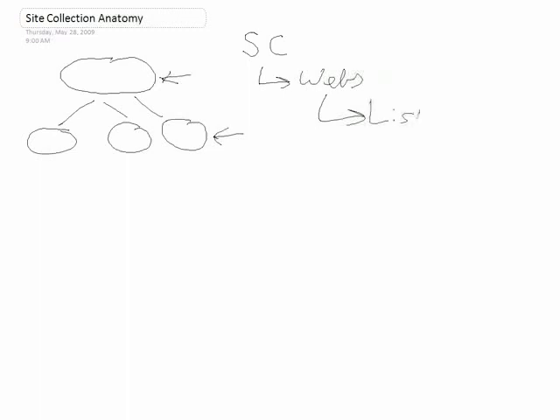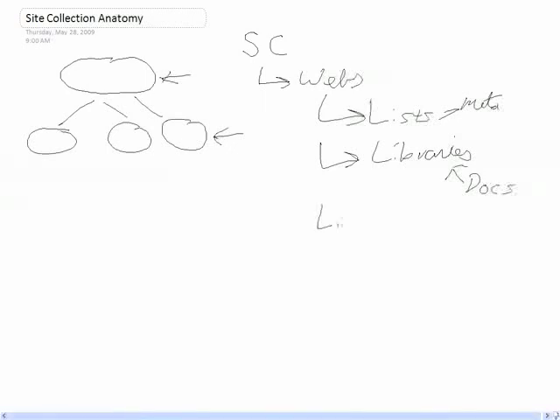can then contain lists or libraries. These lists and libraries are what actually contain the data. So lists are used for metadata, and when you want to store just tabular things. And then libraries are where you actually store your documents. And all of these are represented by an object type. So when you start jumping into the programming, they're all called a list item.